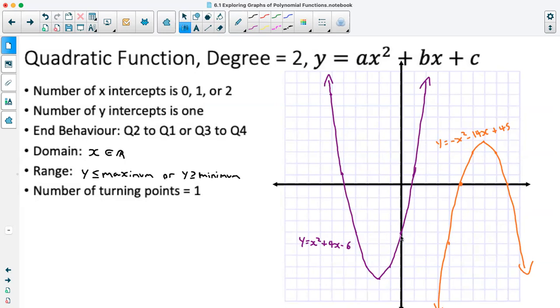Our number of y-intercepts is still going to be 1. This one had one y-intercept, and if we continued this one far enough down, it would eventually cross here. Our domain will be all real numbers, and then depending on what direction it opens, we've got y is equal to or less than the maximum, so that would be for this one. So y would be equal to or less than 4 in this case, or it's y is equal to or greater than a minimum, so in this case it'd be y is equal to or greater than negative 8. You'll notice each of these has one turning point.